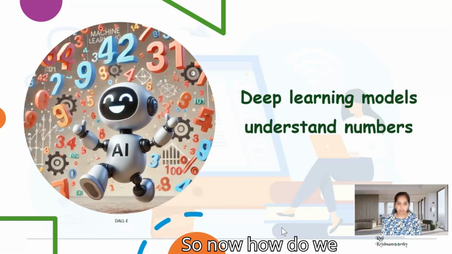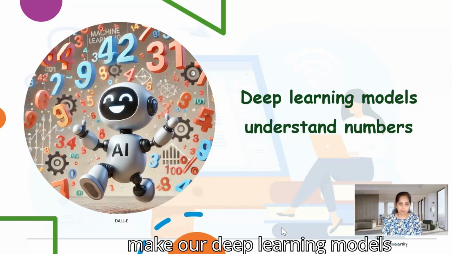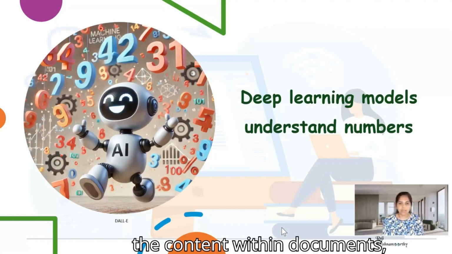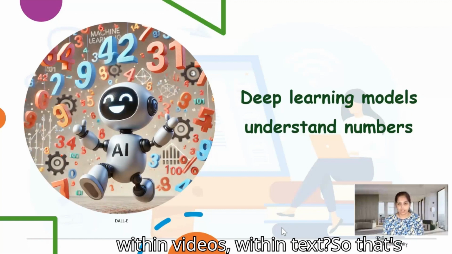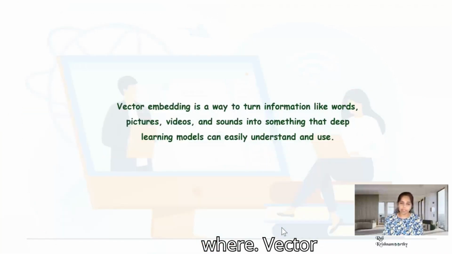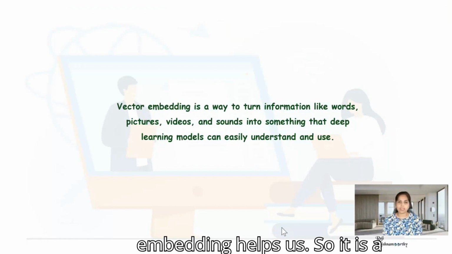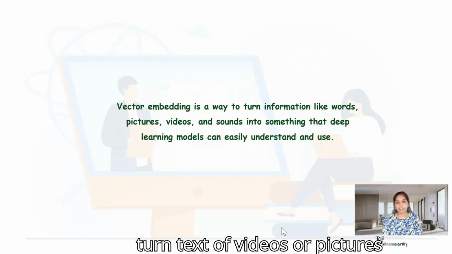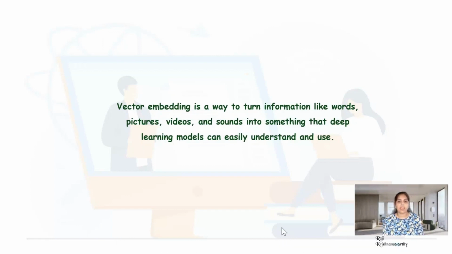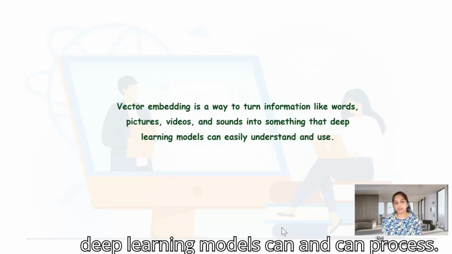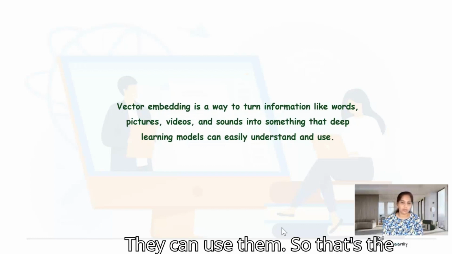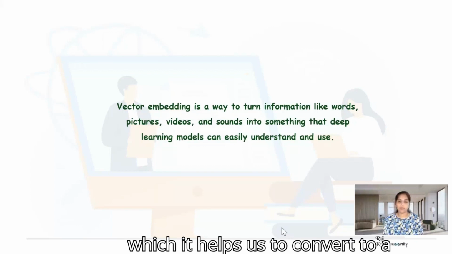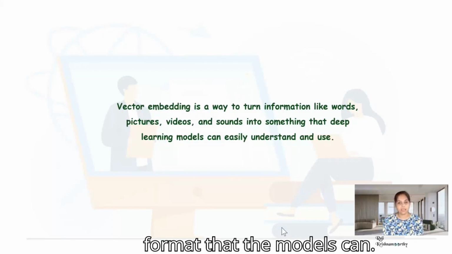So how do we make our deep learning models process or interpret the content within documents, videos and text? That's where vector embedding helps us. It is a technique to turn text, videos or pictures into numbers, into something which the deep learning models can process and use. It helps us convert to a format that the models can understand.